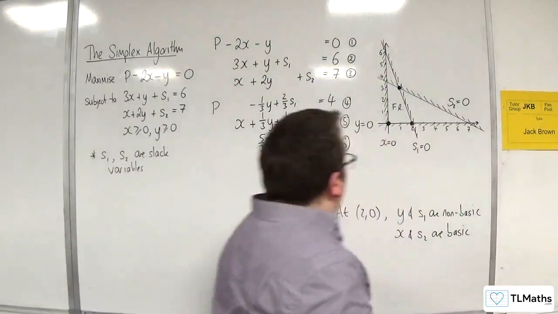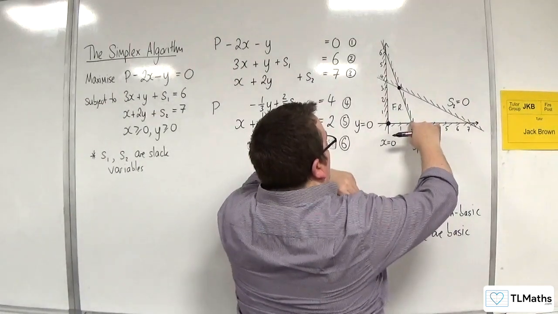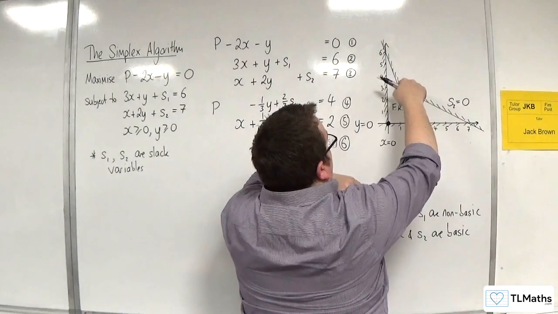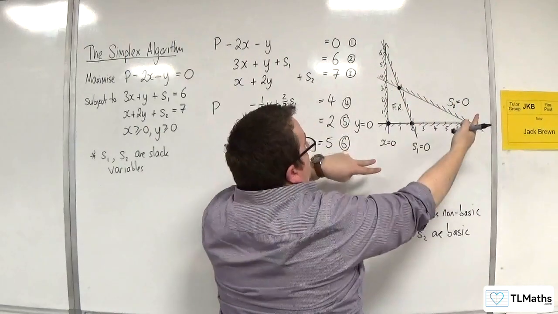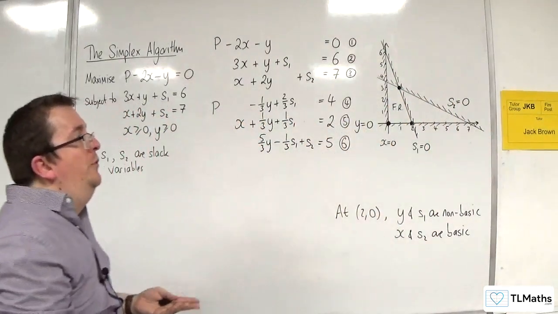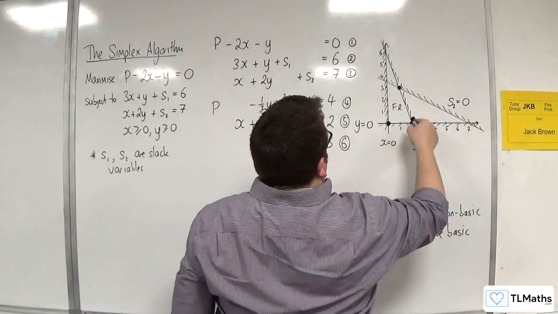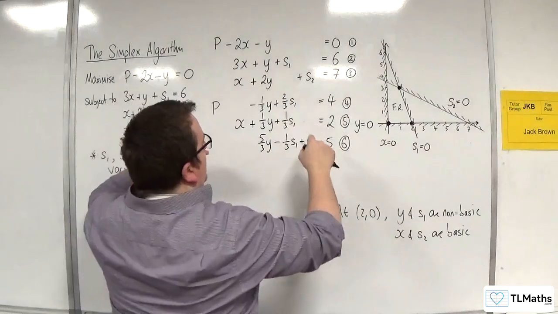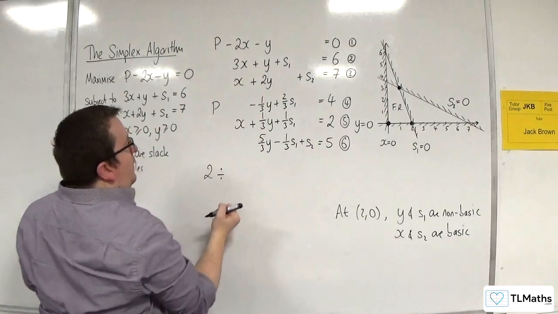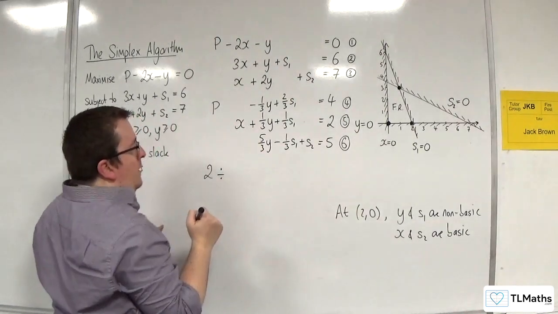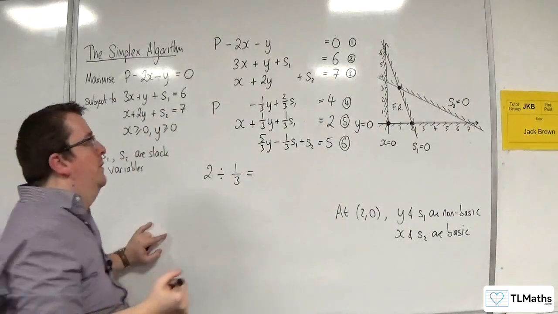Okay? So, looking down this column, what we need to do is figure out, am I going to reach this point first, or am I going to reach this point first? Now, with the graph, it's obvious. But remember, in 3-4 variables, we don't necessarily know. So, what I need to do is look at the right-hand side value, so 2, and divide that by the coefficient of y, which is 1/3. So 2 divided by 1/3 is 6.